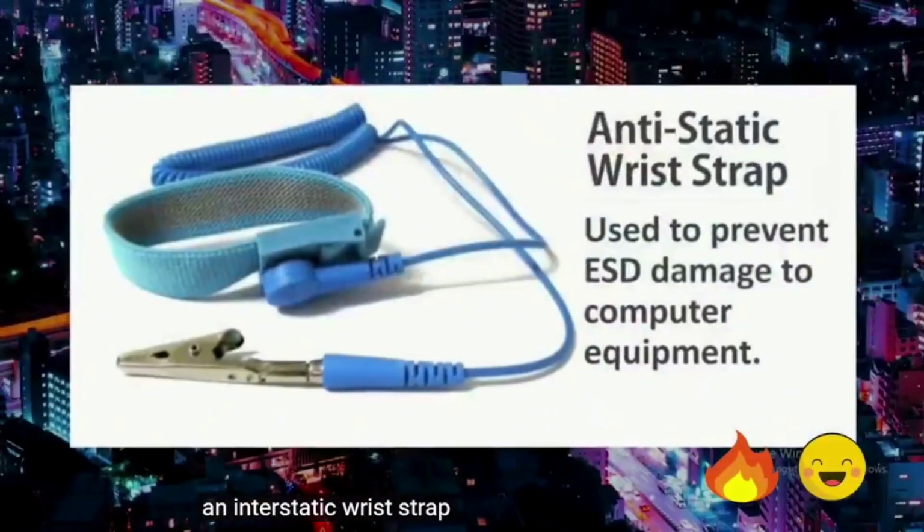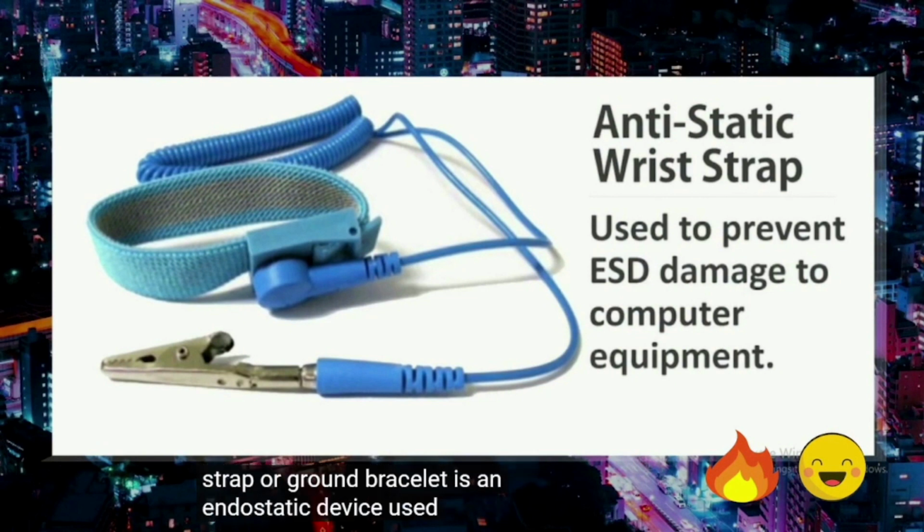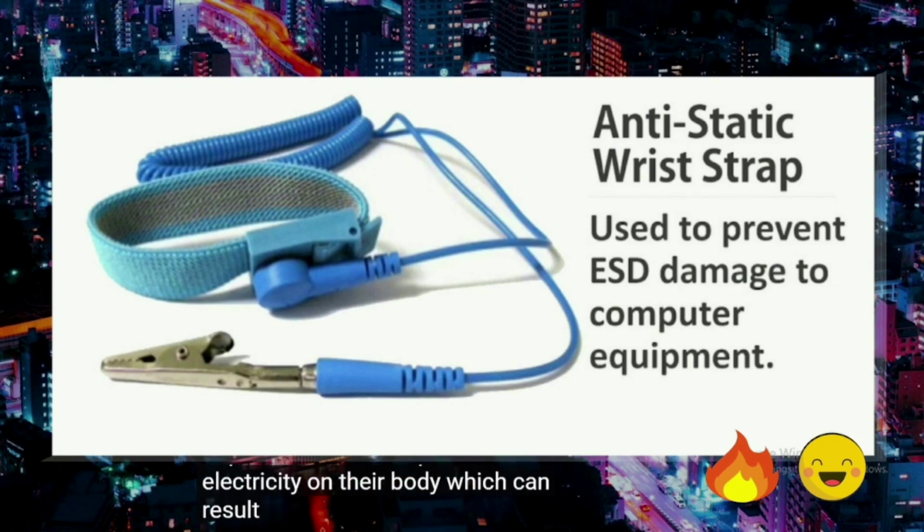An antistatic wrist strap, ESD wrist strap, or ground bracelet is an antistatic device used to safely ground a person working on very sensitive electronic equipment, to prevent the buildup of static electricity on their body, which can result in ESD.